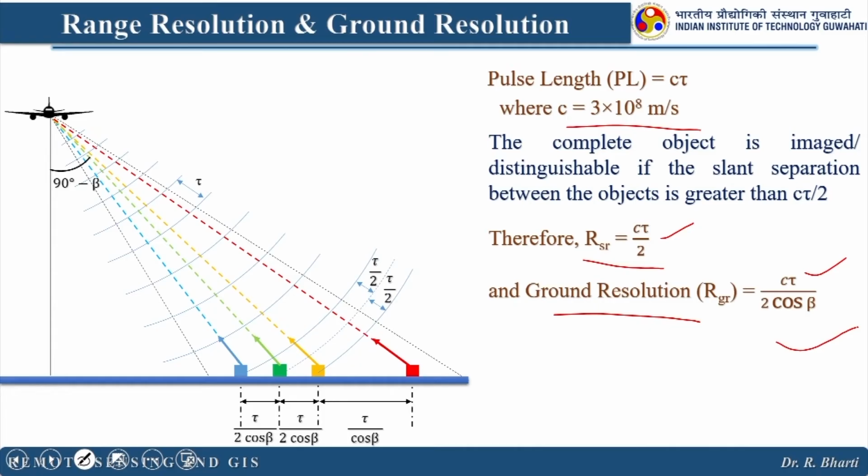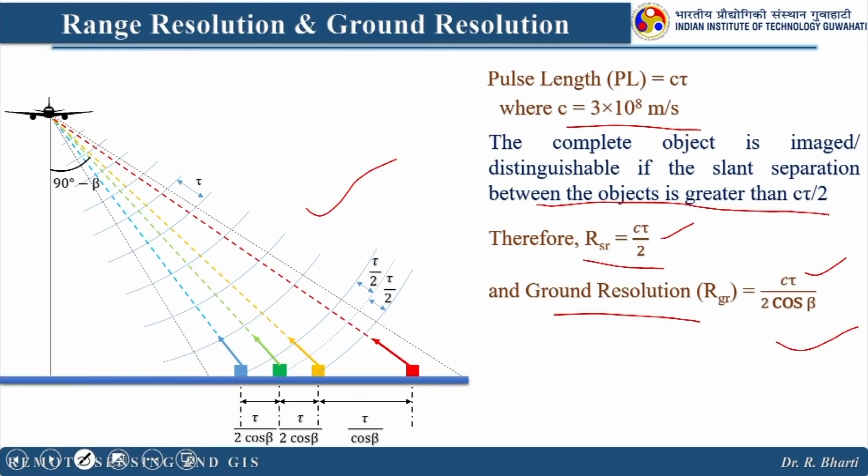I guess it is clear from this diagram. So here basically, if A minus B is less than PL by 2, or C tau by 2, then these will not be resolved in your image. But if you want to resolve, then what will happen? The slant separation between the objects should be greater than C tau by 2, right.